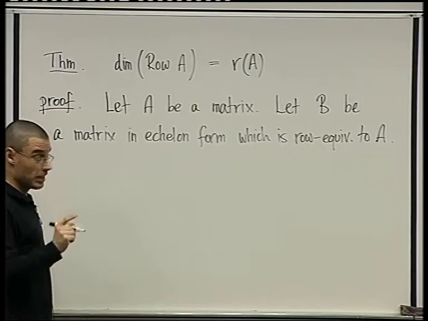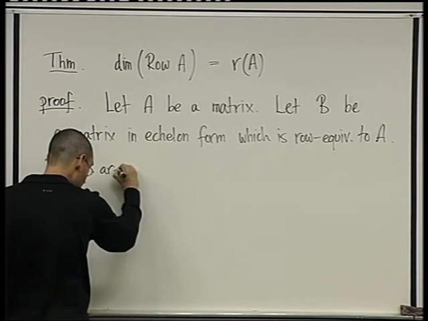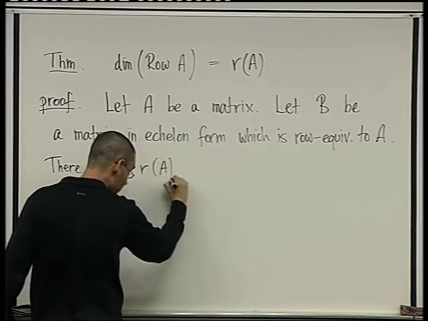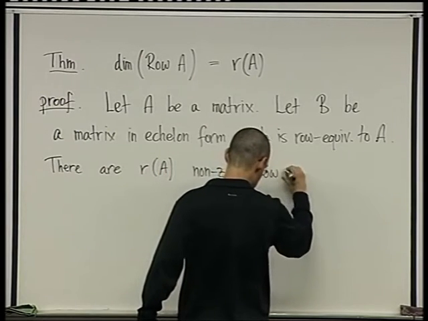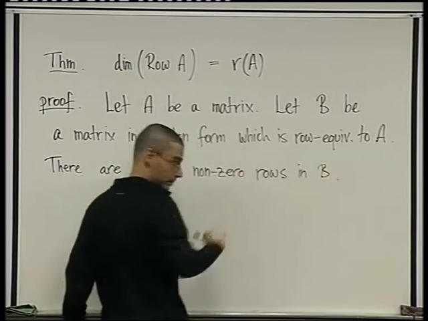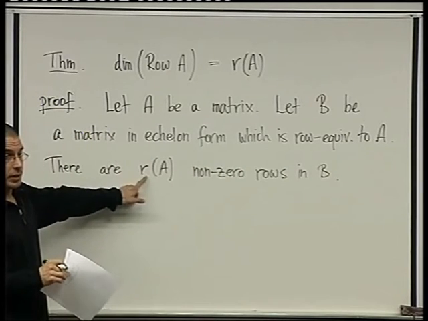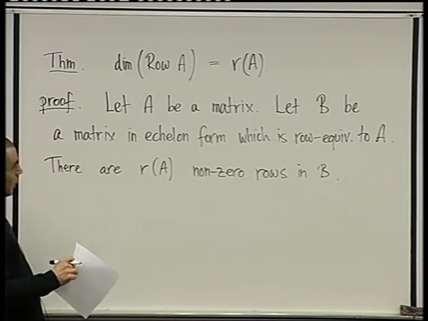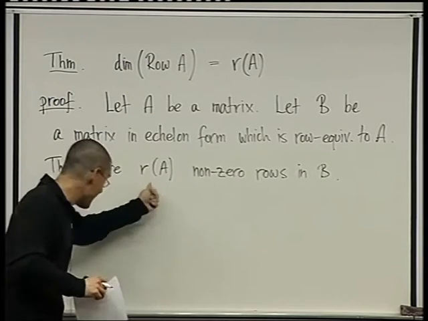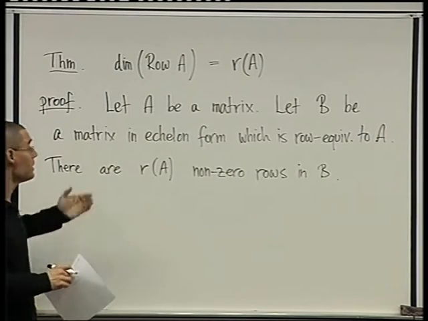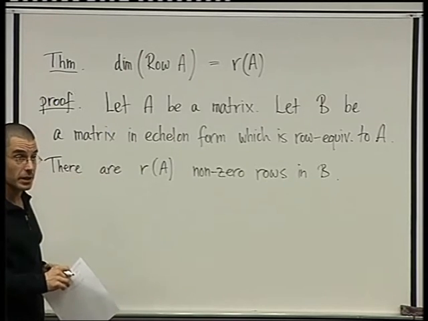The rank of A. Exactly. There are, very good, there are precisely R of A non-zero rows in B. Why? Because that was the definition of R of A. The definition was go to the echelon form, count how many non-zero rows you have. That is what we call the rank of A. And it's independent of which echelon form you chose, and therefore it's well defined. Okay, so do you agree?